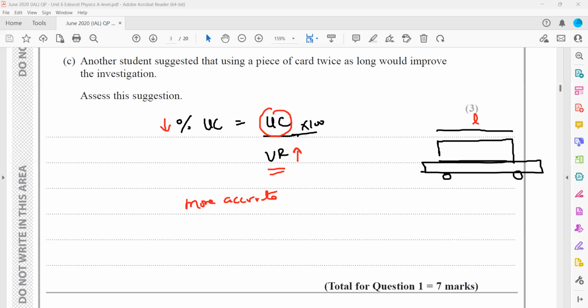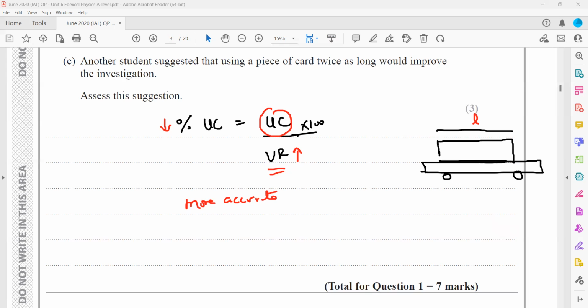So when you write an answer, the points you will mention are: increasing the length will increase the time taken by the air track glider, the time to interrupt the light gate will increase. With a longer time and the same uncertainty, the percentage uncertainty will be reduced. As a result, it will improve the experiment, or it will be more accurate.